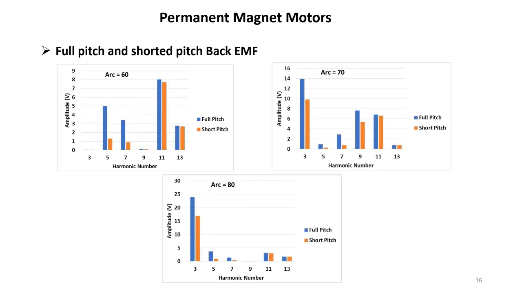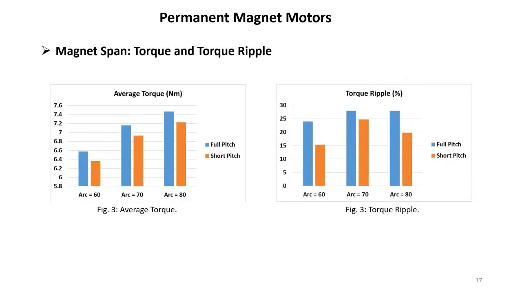And you can see this short pitch is going to help us in terms of reducing certain harmonics. If you see these three pictures for the different machines, you can clearly see that for harmonic number 5 and 7, the 5th and 7th harmonics, in all cases the value of the harmonic for the machine with the short pitch is less than for the full pitch. So it certainly reduces this harmonic. It kind of eliminates this harmonic.